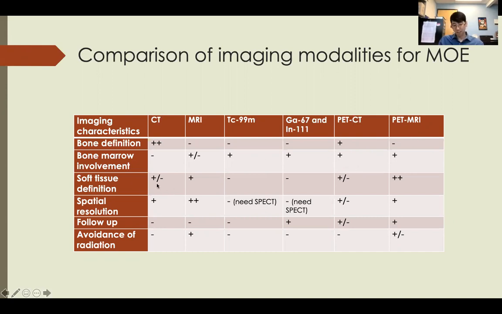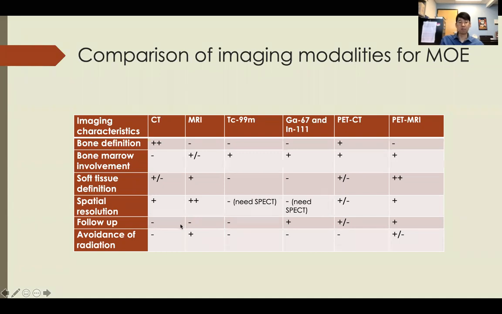Soft tissue definition is so-so on CT. It's better with MRI. It's poor with your technetium, gallium, and indium, and your PET-CT and PET MRI are going to mirror your CT and MRI. Spatial resolution is great for your CT and MRI, but if you're doing a technetium, gallium, or indium, as I said before, you would need to do that SPECT imaging to get good anatomic resolution.